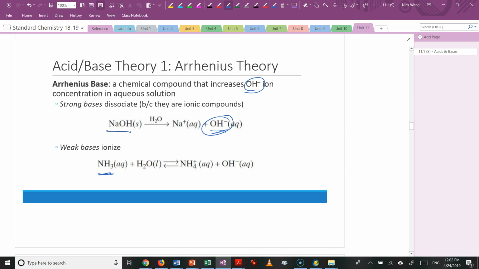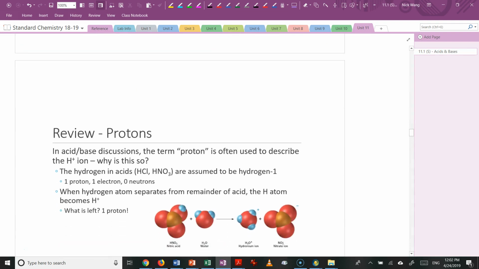So it again forms an ion, but it does so by taking an H from water and then snagging that bad boy, and then it ends up making NH4 plus and OH minus. How that happens, again, isn't really necessarily the key. The key here is that it increases OH minus when it comes to this definition of bases. So NH3, this is considered an Arrhenius base, right? It follows the Arrhenius theory of bases. Like we said, this is a very primitive version of this.